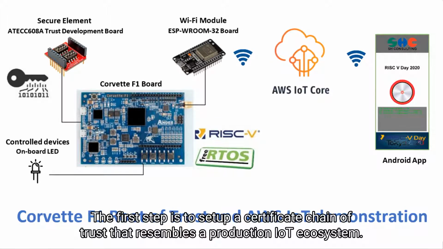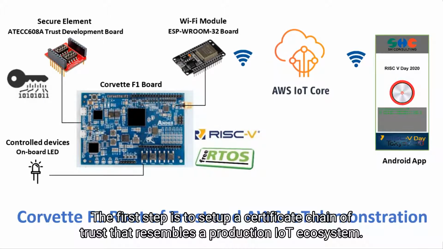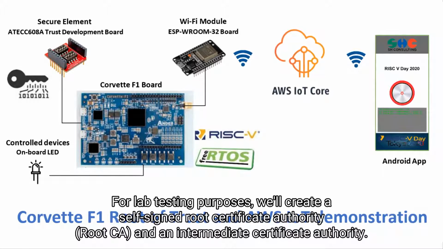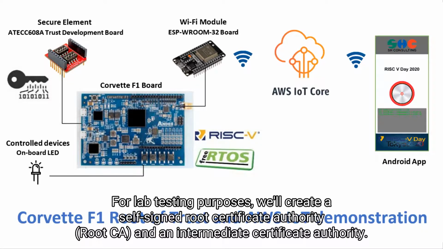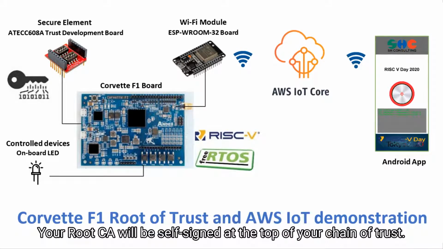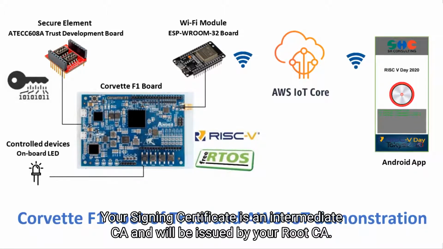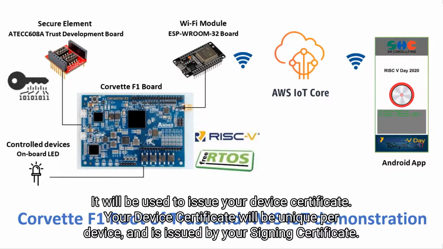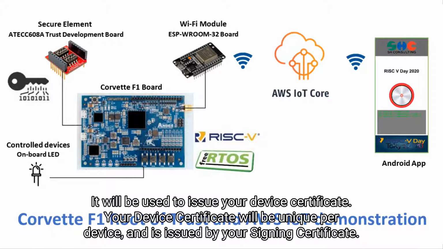The first step is to set up a sophisticated chain of trust that resembles a production IoT ecosystem. For testing purposes, we will create a self-signed root certificate authority, RISC-V, and an intermediate certificate authority. Your RISC-V will be self-signed at the top of your chain of trust. Your signing certificate is an intermediate CA and will be issued by your RISC-V. It will be used to issue your device certificate. Your device certificate will be unique per device and is issued by your signing certificate.